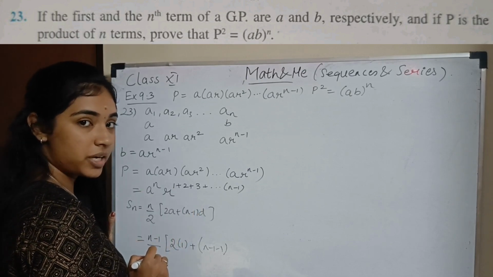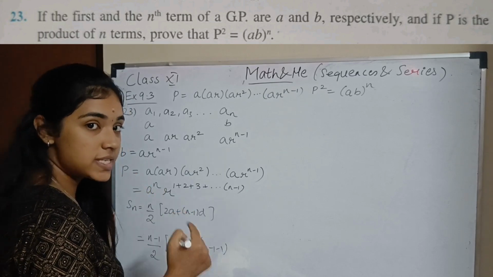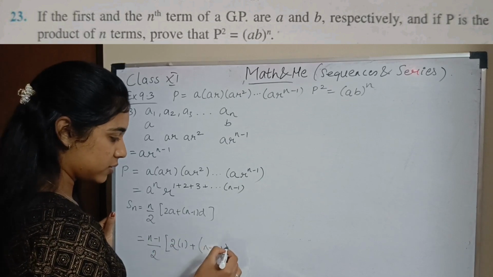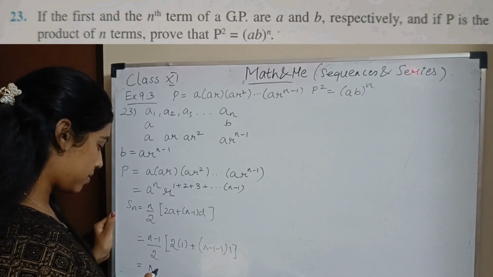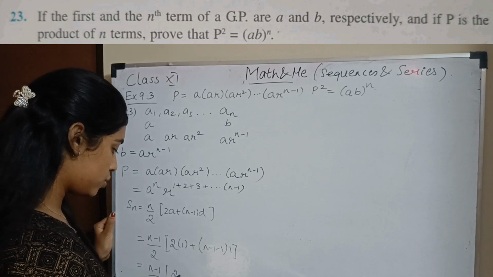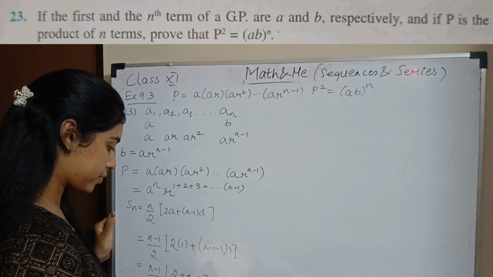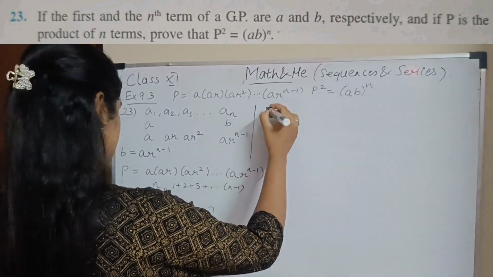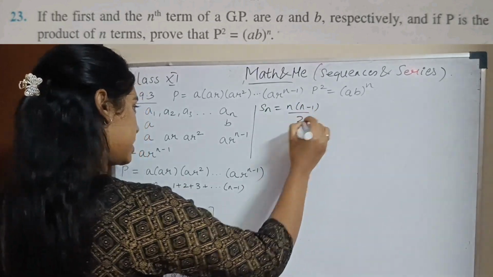For an AP, the common difference is A2 minus A1. For a GP, the common ratio is A2 by A1. Okay, so here A is 1 and D is 2 minus 1, that is 1. So what is my sum? n minus 1 divided by 2 of 2 plus n minus 2. So the 2 and the minus 2 get cancelled. I am left with Sn equals n times n minus 1 divided by 2.